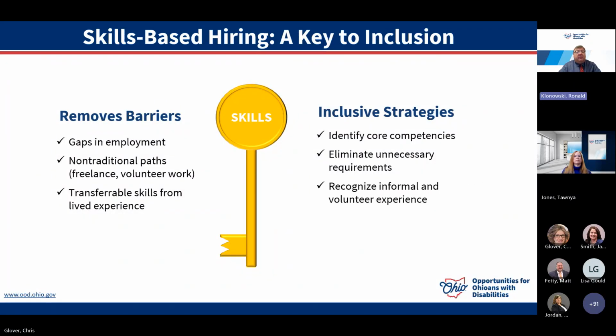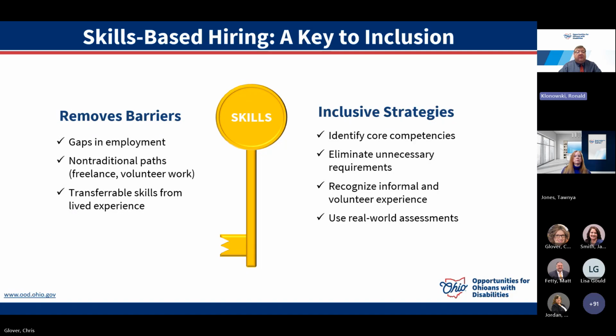For example, if a position requires effective writing skills, consider accepting writing samples over a bachelor's degree in English. Recognize transferable experience, including skills gained through volunteer work or caregiving or informal learning. For example, a parent may have developed scheduling and multitasking skills which are relevant to an administrative role. Use assessments to give candidates the opportunity to demonstrate their abilities in real-world scenarios. For example, ask candidates to complete a short task or project that measures the relevant skills and abilities needed to perform the job. These strategies help employers focus on what candidates can do, not just where they've been, and create a more inclusive and effective hiring process.